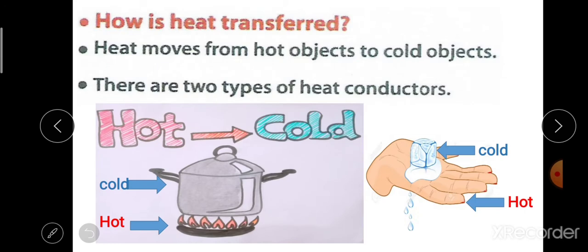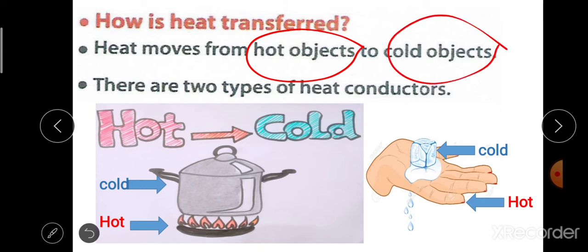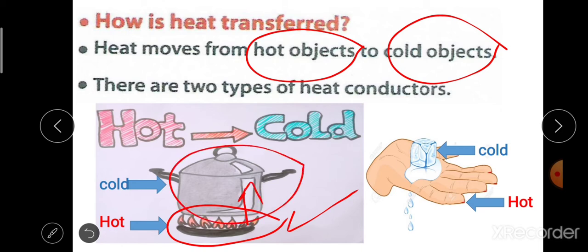And then we said that heat is transferred from the hot objects to the cold objects. As you can see in the picture, the heat energy from the fire transfers to the cooking pot so that it can cook the food. And in this one, the heat energy transfers from your hand to the cube of ice and it melts.